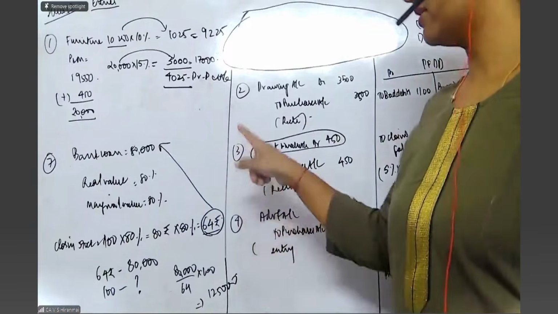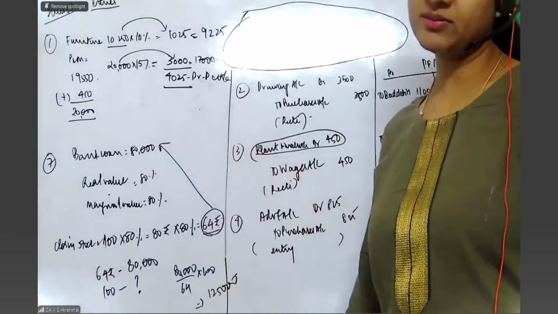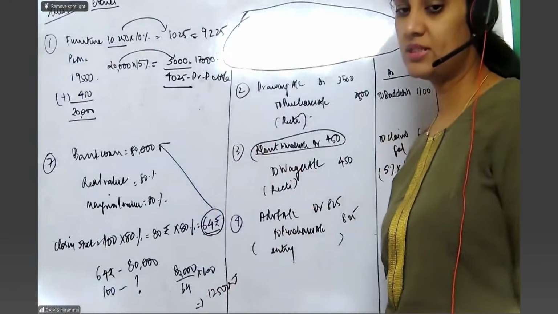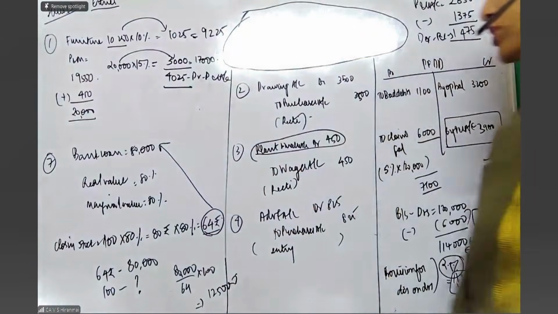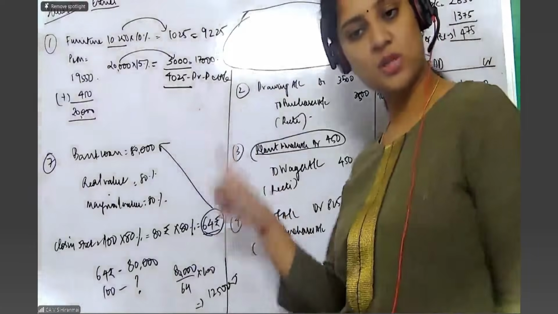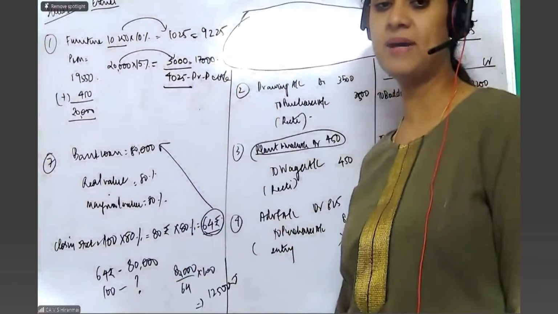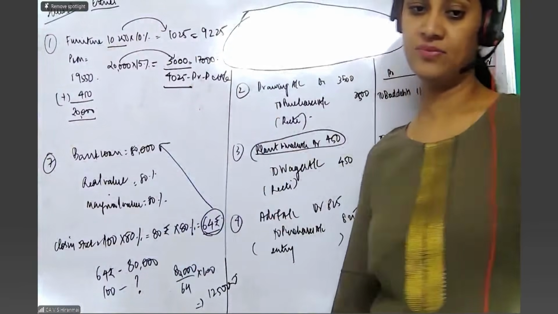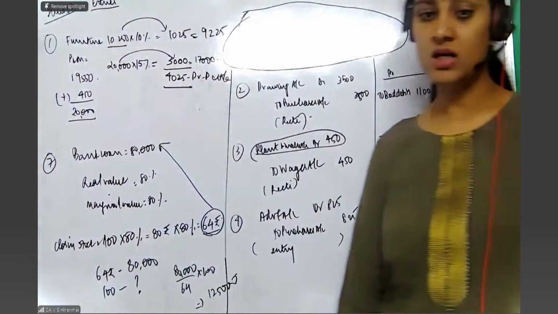All of you, please see this particular thing. Are you all okay? Done with this? So closing stock of 1,25,000 will come in the trading account and it will come in the balance sheet under the current asset side. Repeat once again.